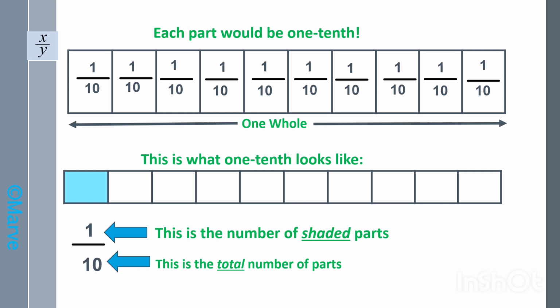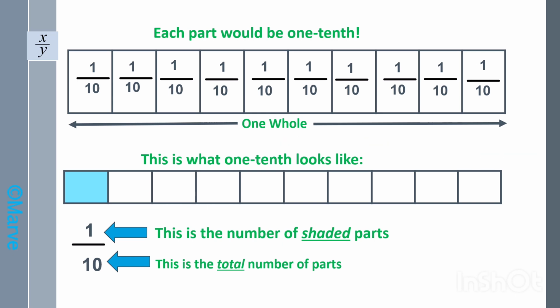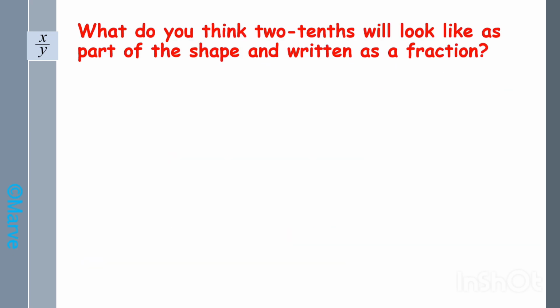So it could continue like that, 9/10, and then the whole. Okay, now that's one whole if you take everything. This is what 1/10 will look like in this shape. This is 1/10. Everything is 10, and then 1 shaded, that is 1/10. So the number shaded, that is the 1, that is the numerator, remember, and the number below, the total number of parts. Now what do you think 2/10 will look like?